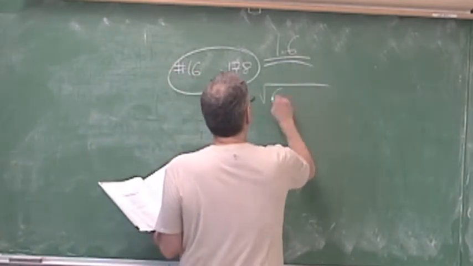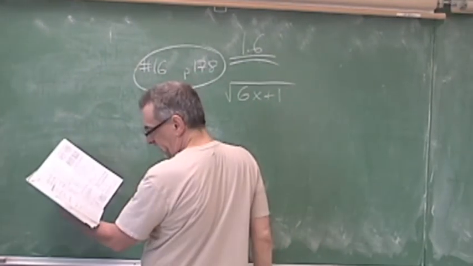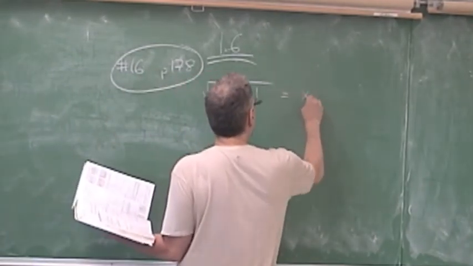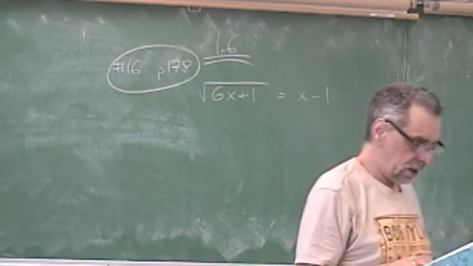So we get the square root of 6x plus 1 equals x minus 1. That's number 16.